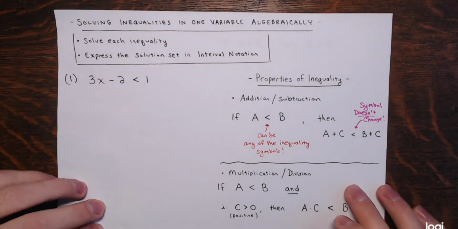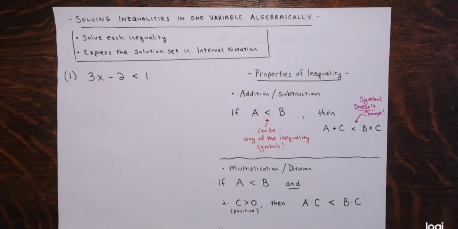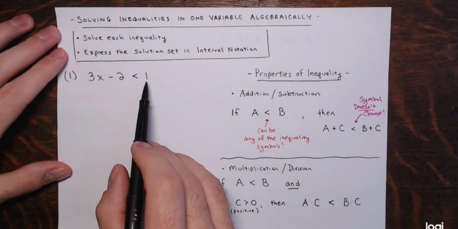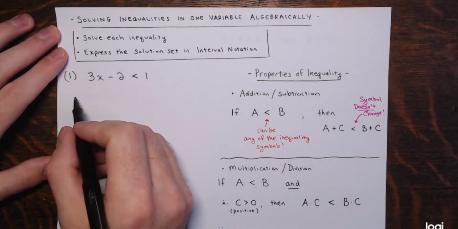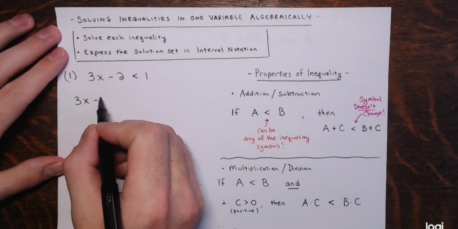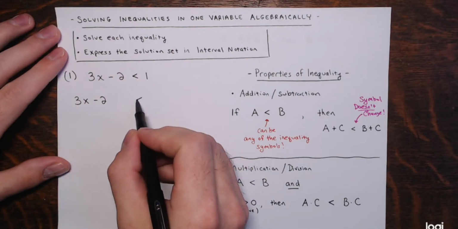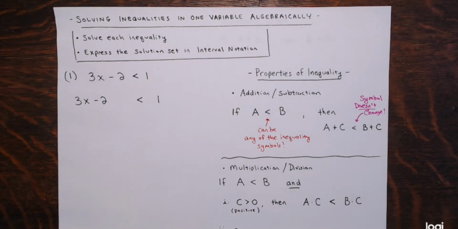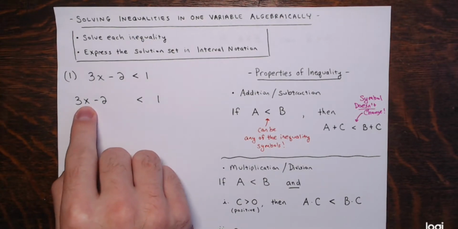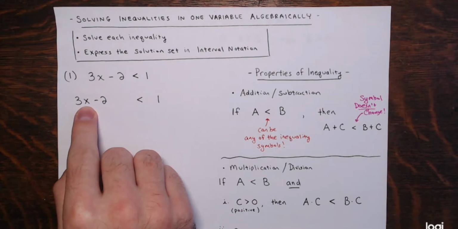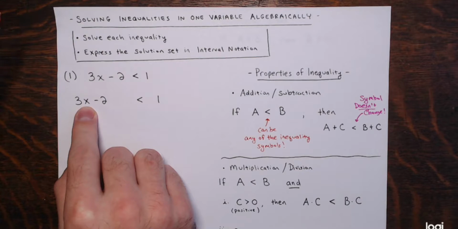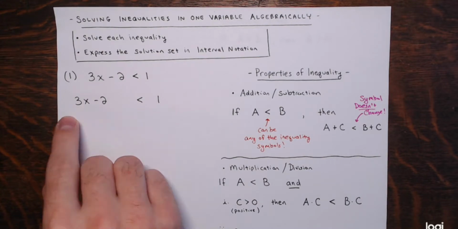Okay. So here we have 3x minus 2 is less than 1. So you have 3x minus 2 on the left, is less than, and then 1 on the right. I eventually want to get the variable x alone on one of these sides. For the most part, I'm going to set it up so that it's alone on the left side. Just easier to read personally.